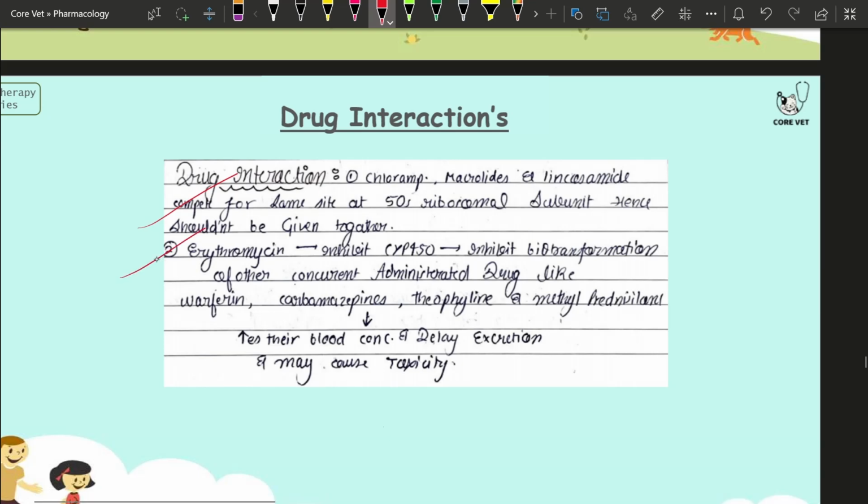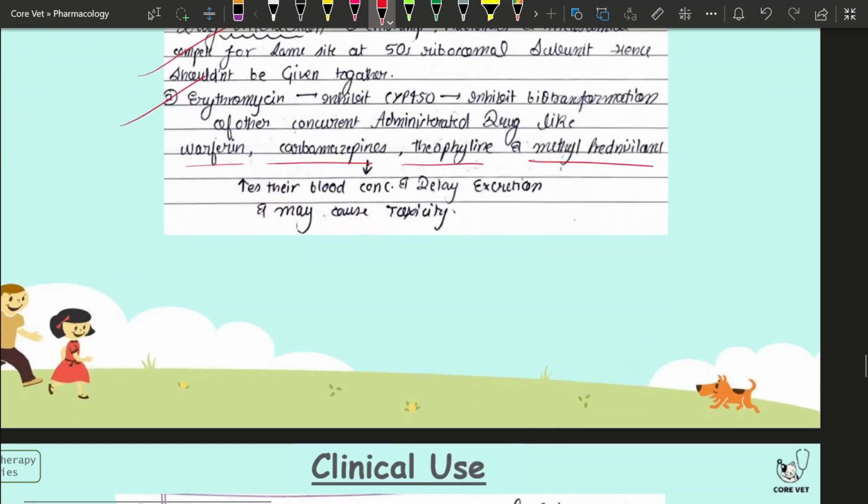And I had discussed this point also, that macrolides inhibit cytochrome P450. What will it lead to? It will lead to inhibition of the biotransformation and metabolism of the drugs that are going to be metabolized by cytochrome P450. Ultimately it will lead to accumulation of those drugs, and that accumulation will lead to toxicity of those drugs, right? For example, warfarin, carbamazepine, theophylline, and methylprednisolone. Okay, I hope this part is also clear.